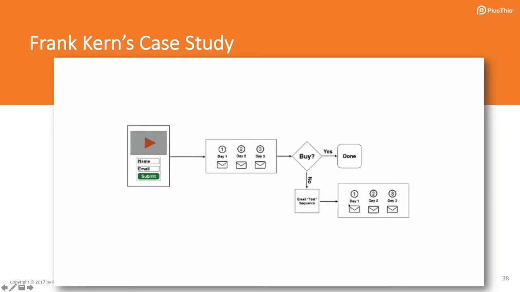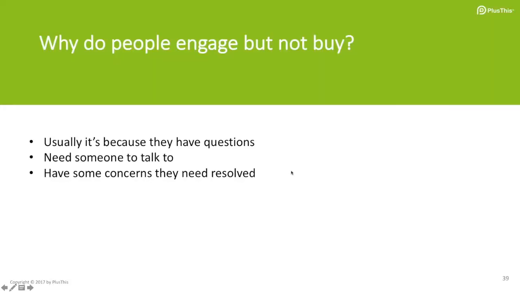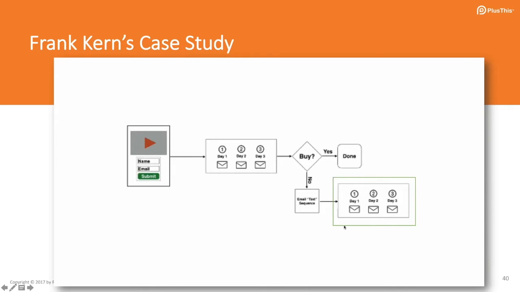And so he tested a new little strategy with just the people who respond to this. They've watched the video, but they didn't end up buying. He first started by thinking about what is the reason that we have people that consume our content or engage with us, but don't end up purchasing? What he realized is that people engage but don't buy usually because they have questions, they need someone to talk to, or they have some concerns they need resolved. So he focused on that in this area of his campaign.